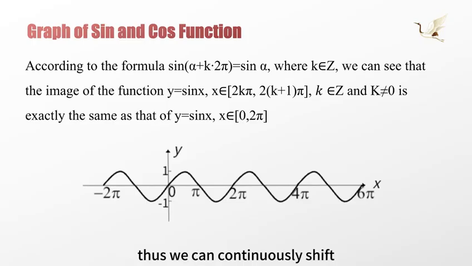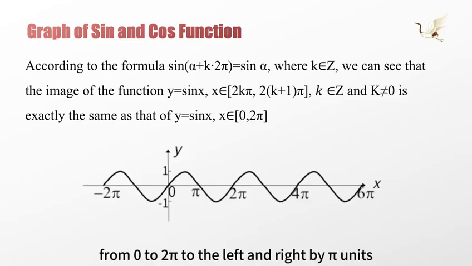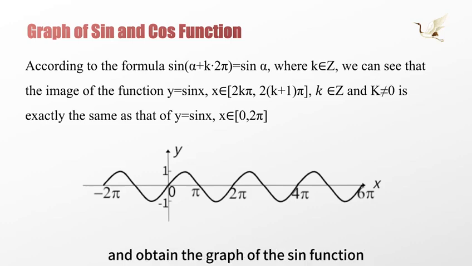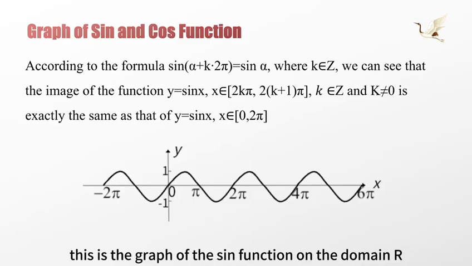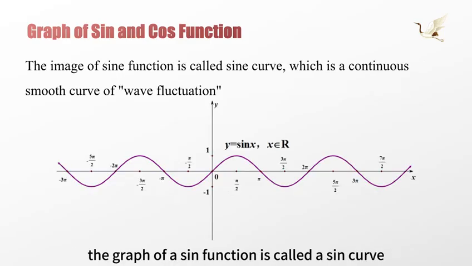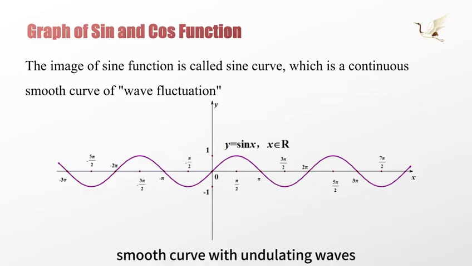Thus, we can continuously shift the graph of the sine function in the closed interval from 0 to 2π to the left and right by 2π units, and obtain the graph of the sine function in the domain R. This is the graph of the sine function on the domain R. The graph of a sine function is called a sine curve, which is a continuous smooth curve with undulating waves.